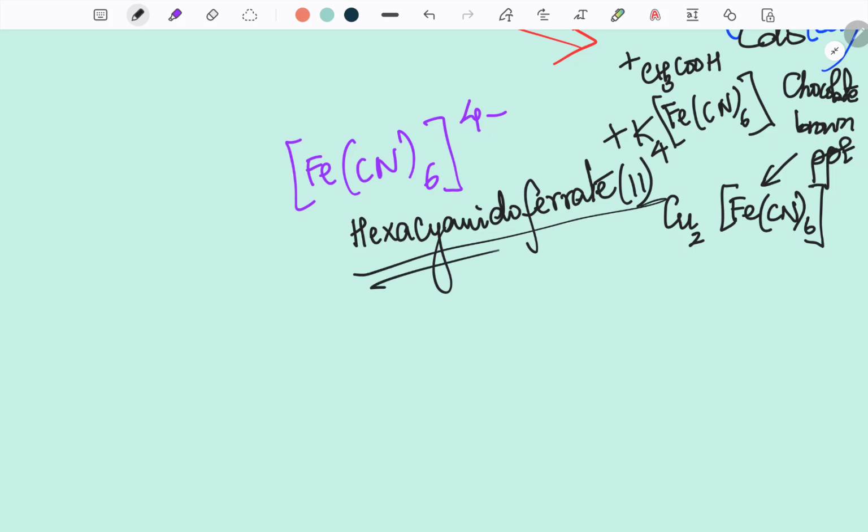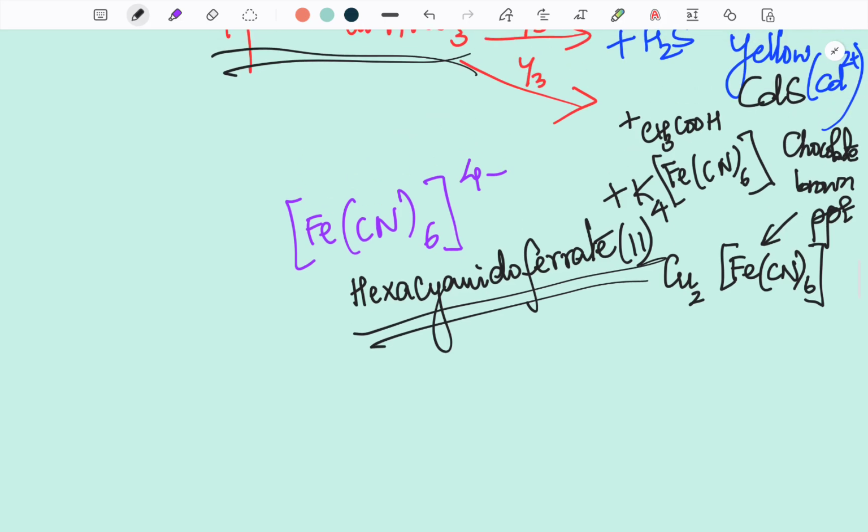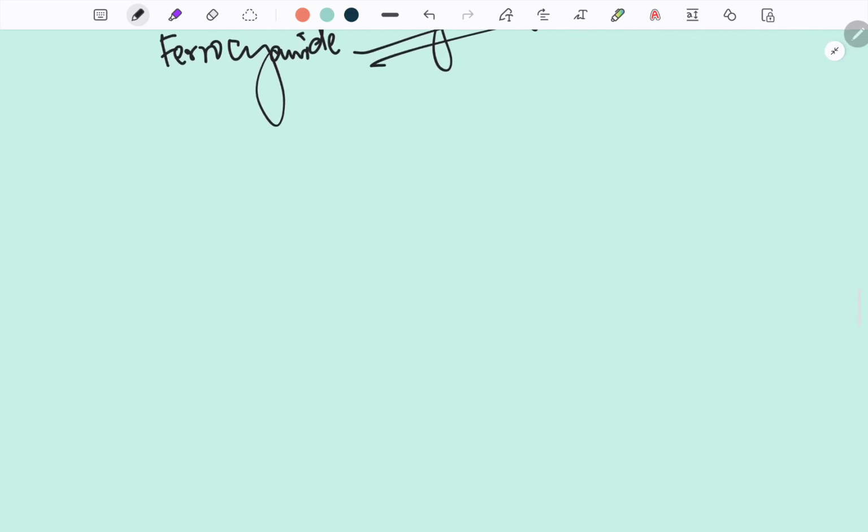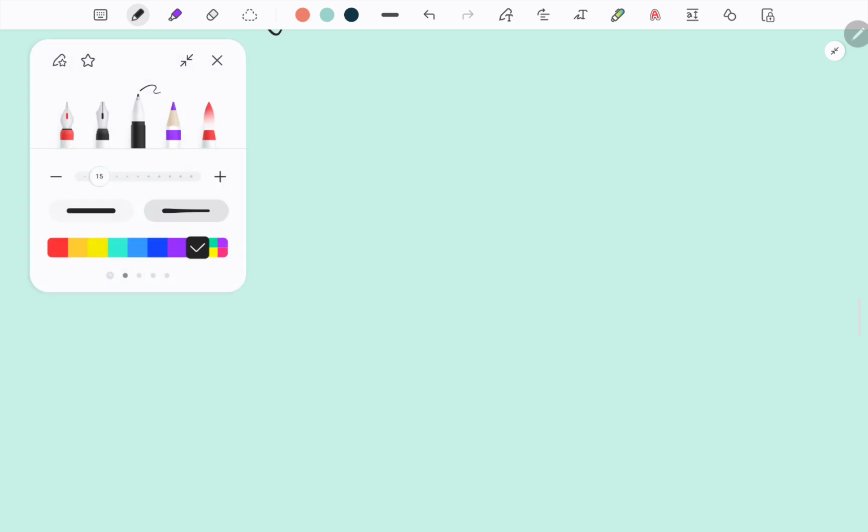So this is the name of this compound according to IUPAC nomenclature, but commonly we call this coordination entity ferrocyanide. So that is all about the group 2 confirmatory tests. Now we need to go to group 3.